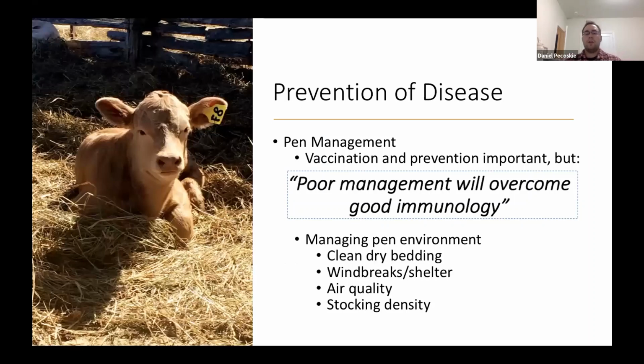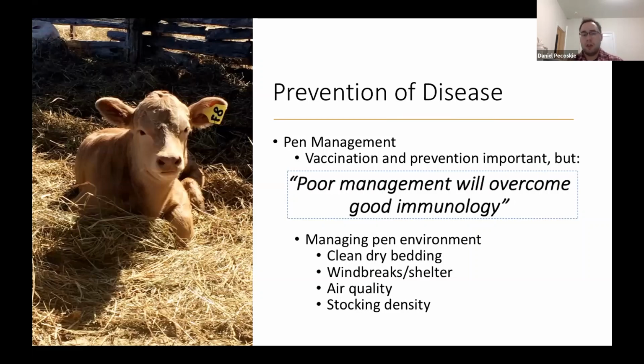So, moving on from vaccination over to pen management. Again, vaccination and prevention are very important. But as one of my professors at OVC would say, poor management will overcome good immunology. Basically meaning that if they see all the vaccine in the world but they're living in wet conditions, with drafts and high levels of ammonia, you're going to see disease crop up from time to time.